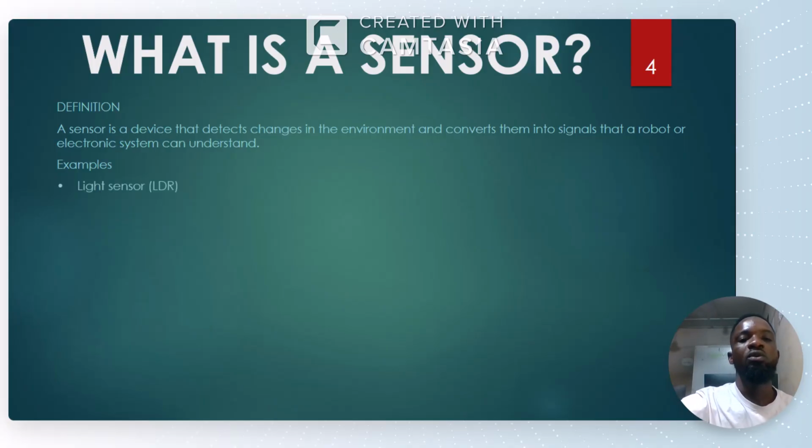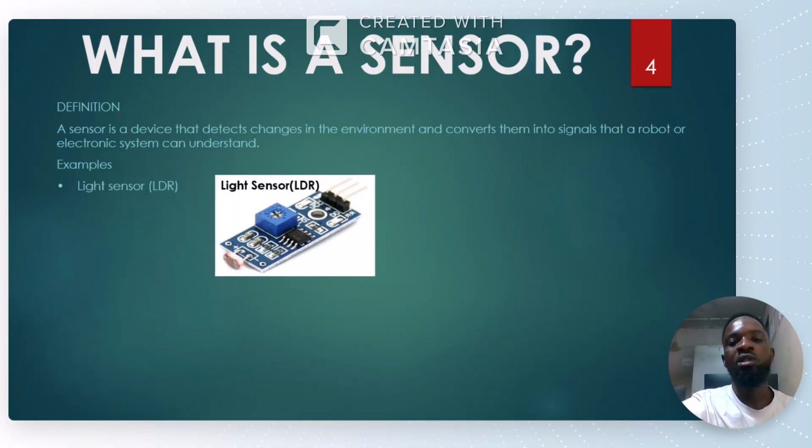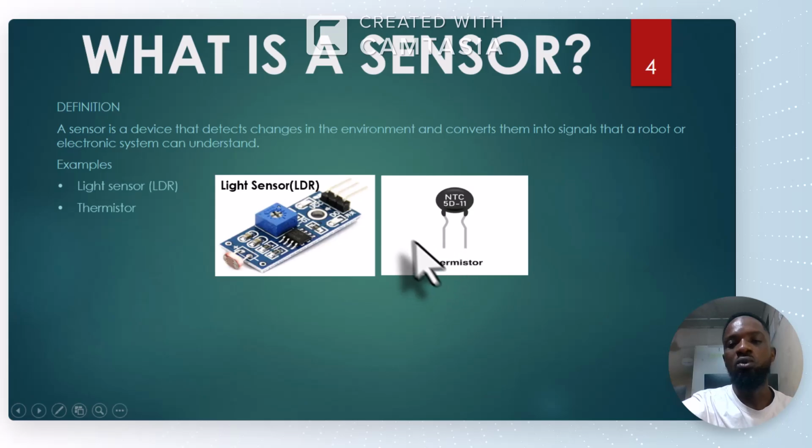So the first sensor we have here is a light sensor, which is the LDR sensor. And then its image is as follows. So this is how a light sensor looks like. And then we also have another example, the thermostat. And then this is how it also looks.